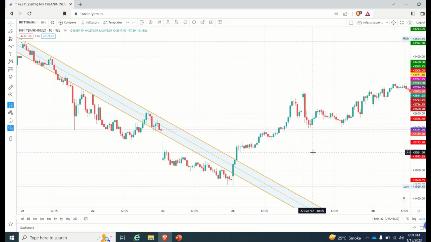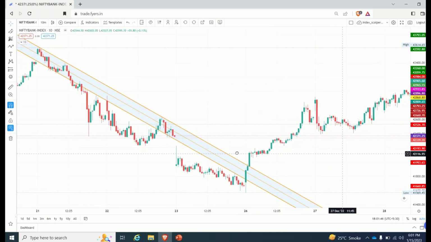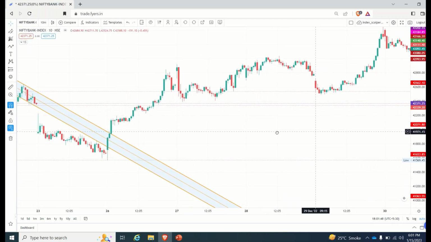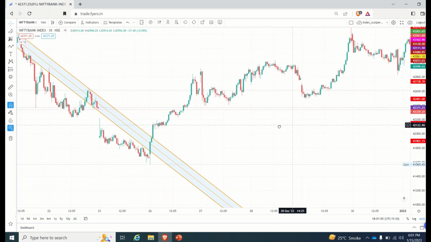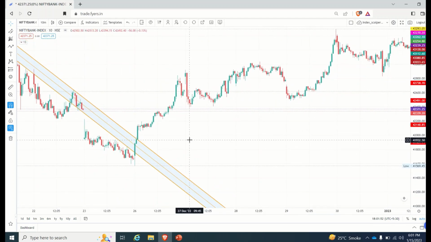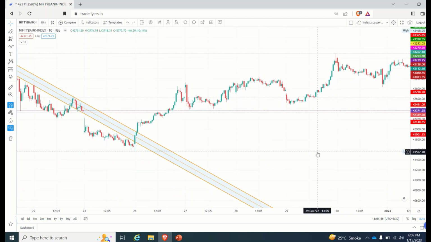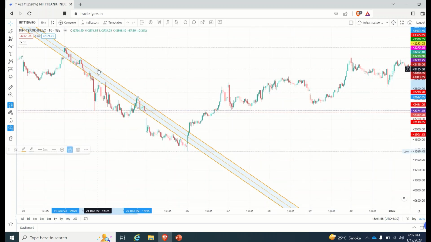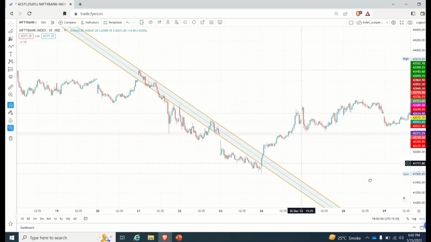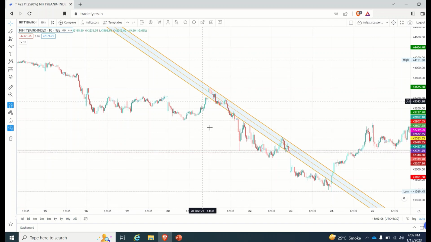Now, another thing that we need to keep in mind is the market doesn't always move in the same direction, right? So it will come back, it will retrace this area, not sooner but later in time. It may retest this trend line as well.